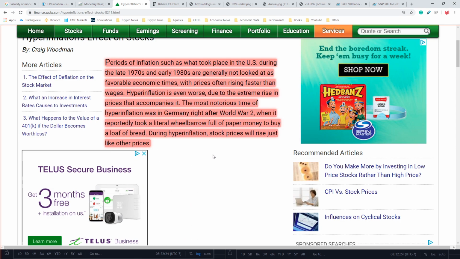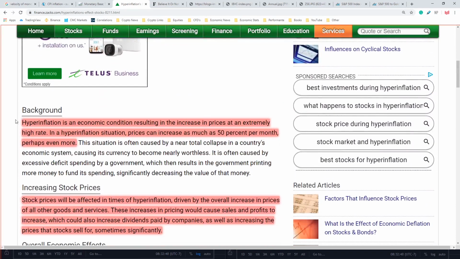During hyperinflation, stocks will rise just like other prices, and we'll look into two examples that have actually taken place in the real world recently, one in Venezuela and the other one in Zimbabwe, looking at the annual inflation rate and then also looking at the stock market during that time to see what in the world happened during these major economic shifts. All right.